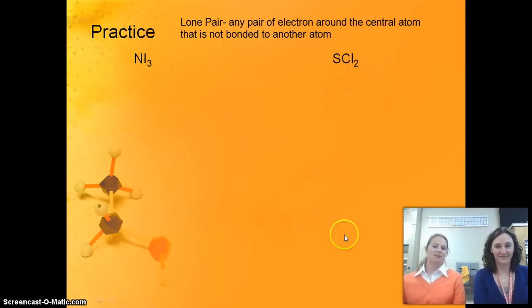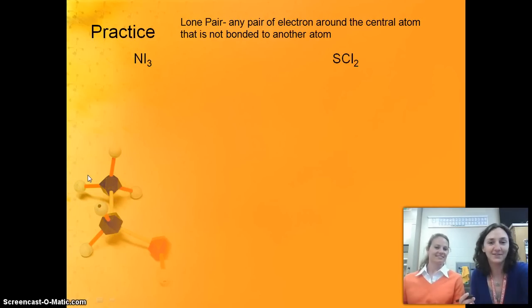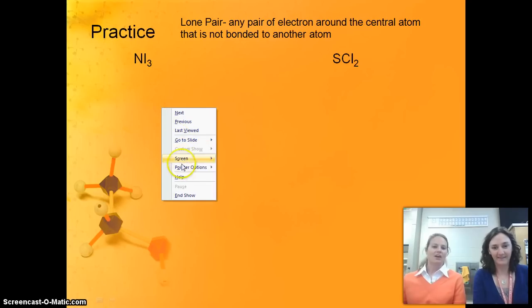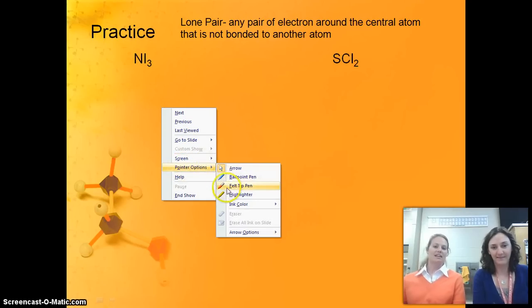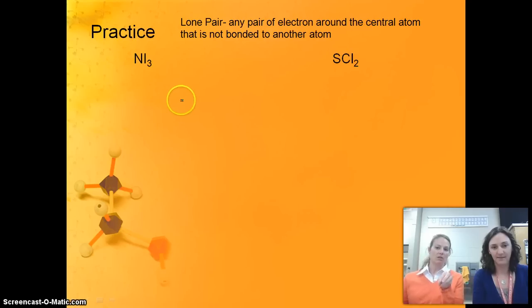Now lone pairs mean, when you are drawing the central atom, we're going to put the element that has the most open positions into the middle. That's called the central atom. So right now we're going to use the nitrogen. Nitrogen has 5 valence electrons.